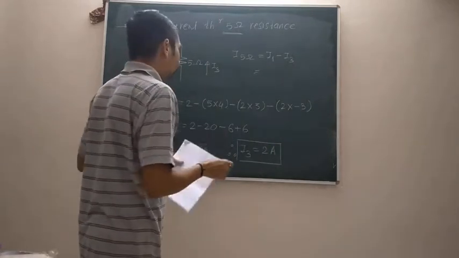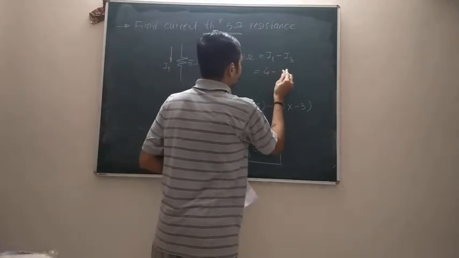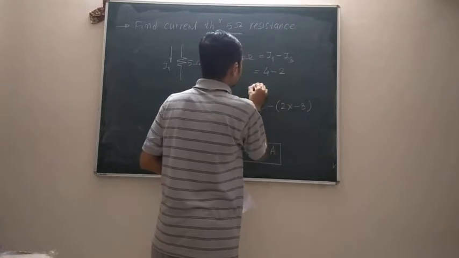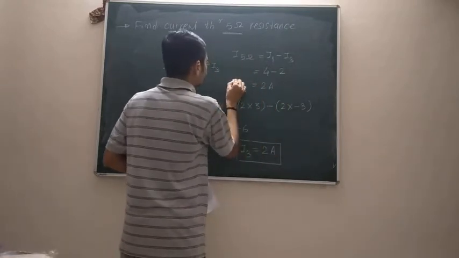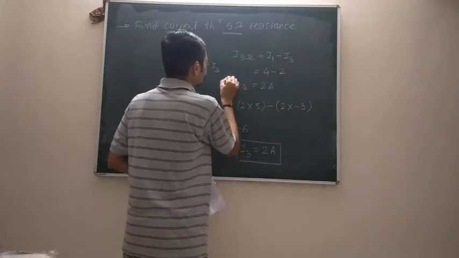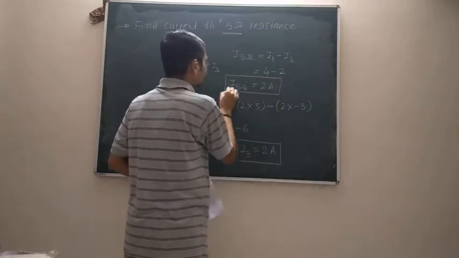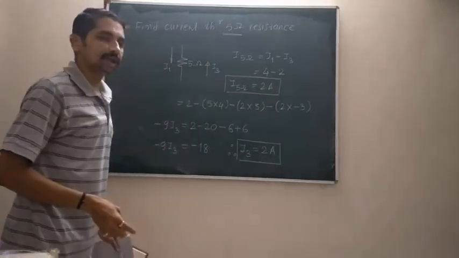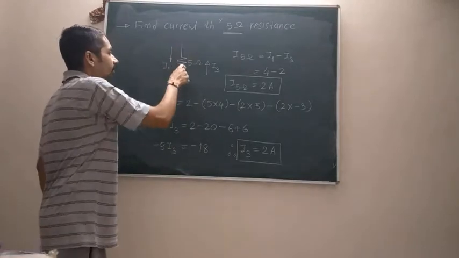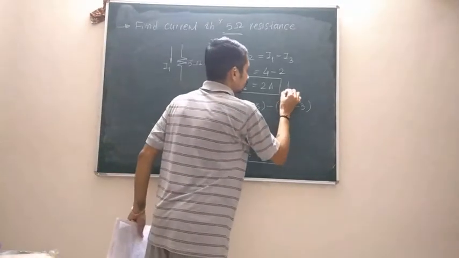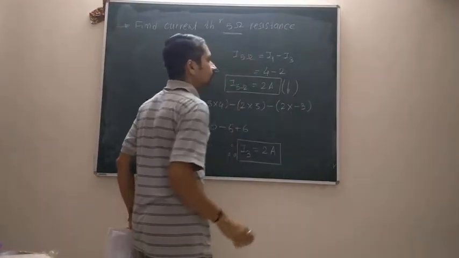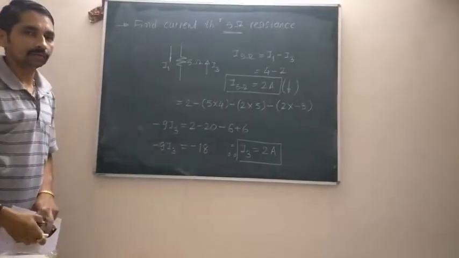I1 was 4 ampere and I3 we have calculated as 2 ampere. So the current that will flow through that 5 ohm resistor will be 2 ampere, and in which direction will it flow? It will flow from top to bottom. Okay, so this is going to be the direction of the current.